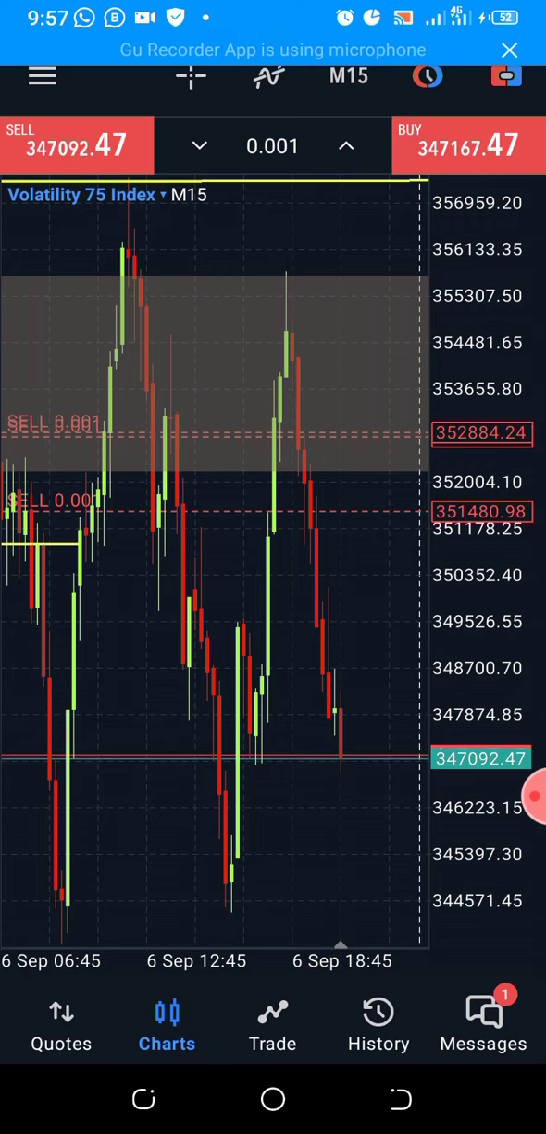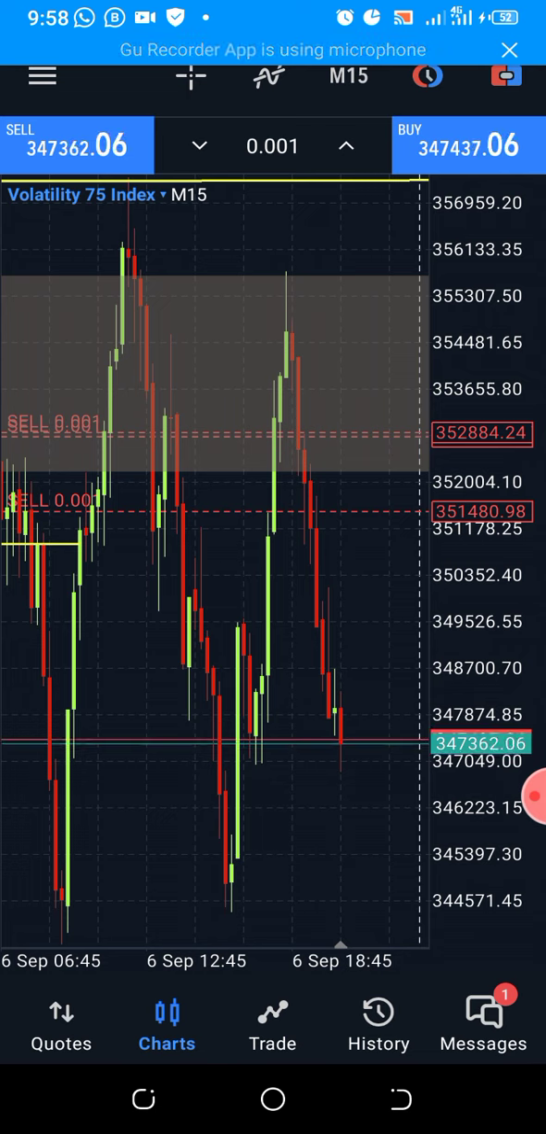Once I see that there's a turning point in the market, I check my tool for confirmation. Now, your tool for confirmation can be anything. It can be RSI, it can be Bollinger Band, it can be Ichimoku, it can be MACD, okay? Whatever your preferred tool for confirmation is, you can go ahead and use it.